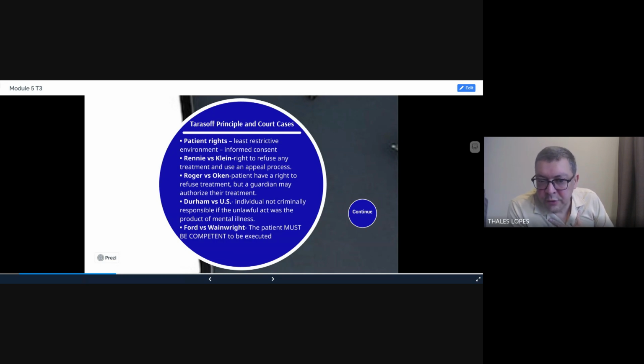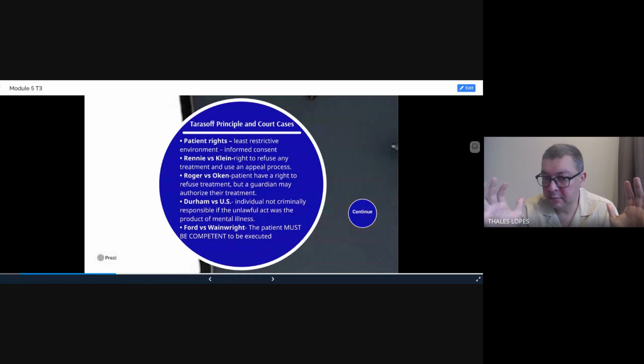Then we arrive to Durham versus USA. It says that an individual is not criminally responsible if the unlawful act was a product of mental illness at that time. You can have schizophrenia and you can commit a serious crime, but during the crime, you were lucid. You knew what you were doing. This was premeditated, or you had a clear mind to conduct this crime.